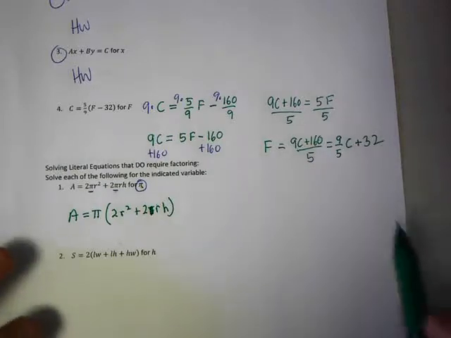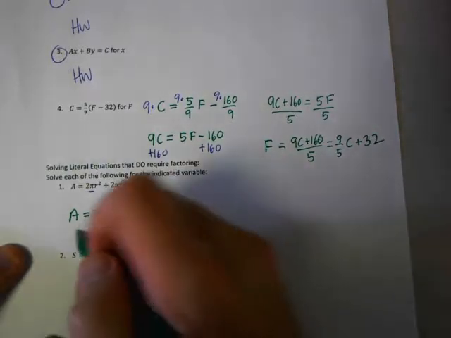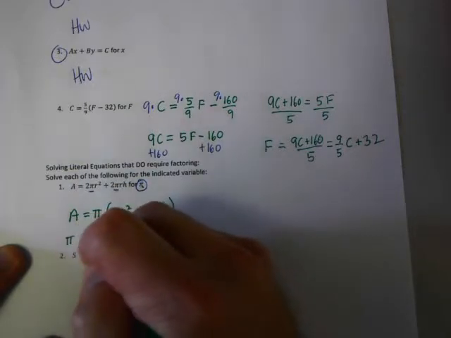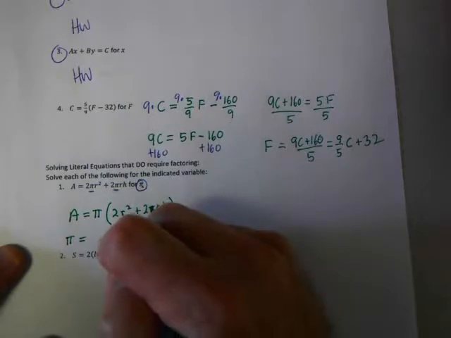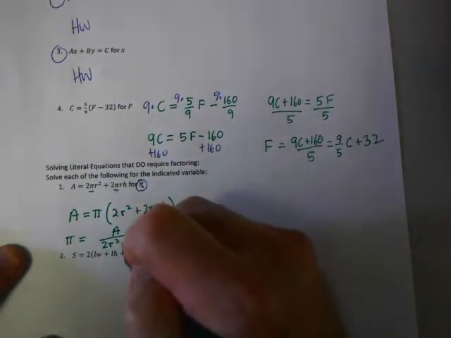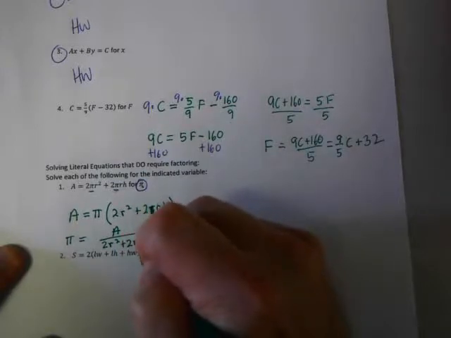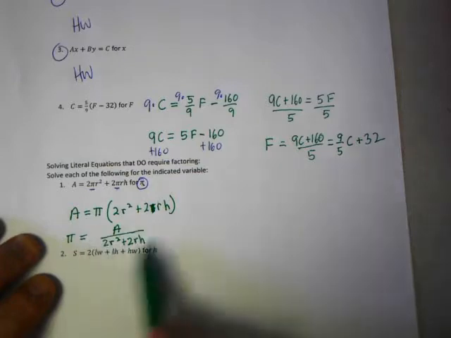And the reason for doing that is now I have pi being multiplied by something. To get the pi all by itself, I just divide both sides by that something. So my answer would be pi equals a divided by 2r squared plus 2rh. So notice I have the pi all by itself on one side and no pi's over here.